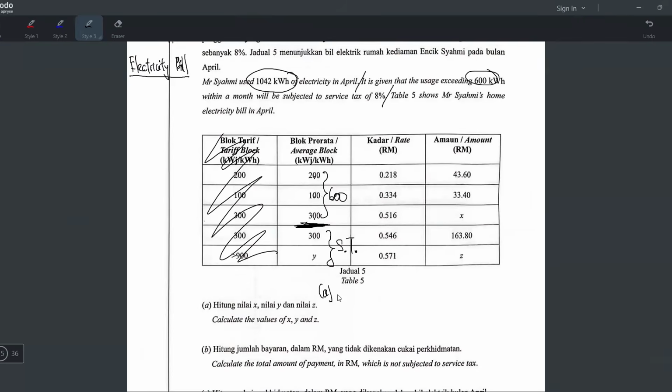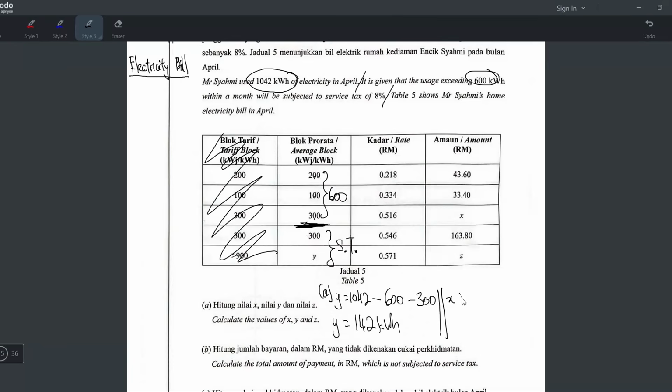Okay, so let's do it now. Your Y will be 1042 kilowatt hour minus the 600, which is these three added together, and then minus 300. So your Y will come out here. 1042 minus 900, 142. That's your Y. And let's write the unit kWh.